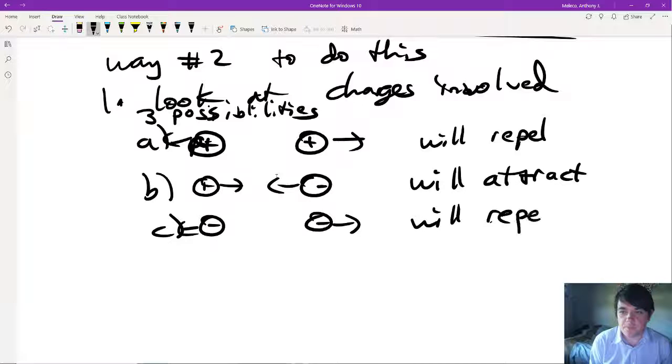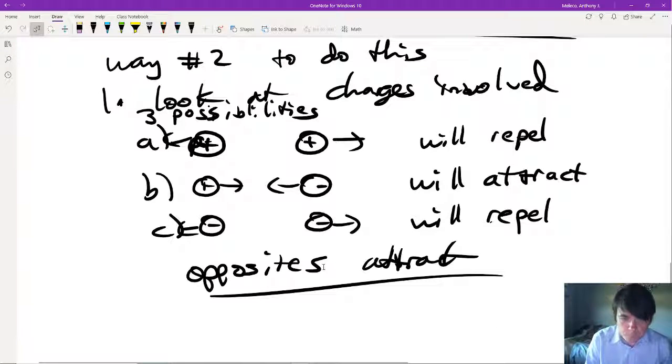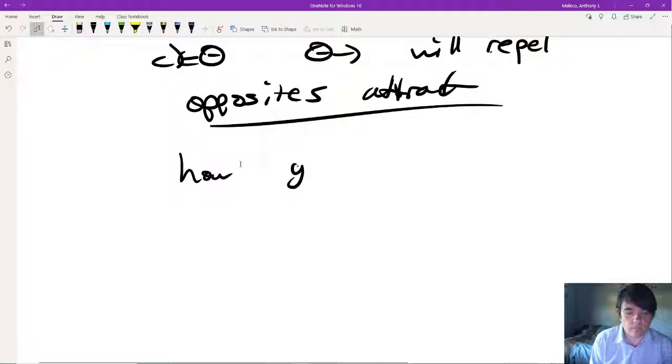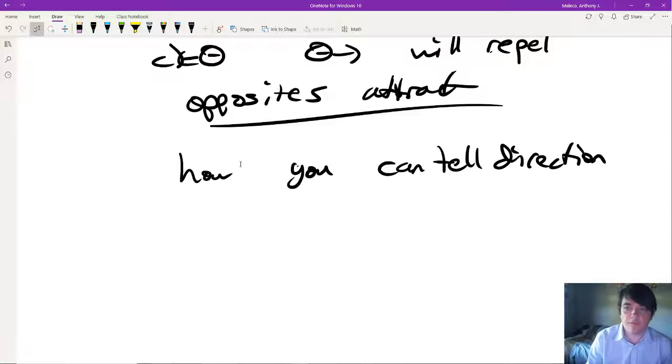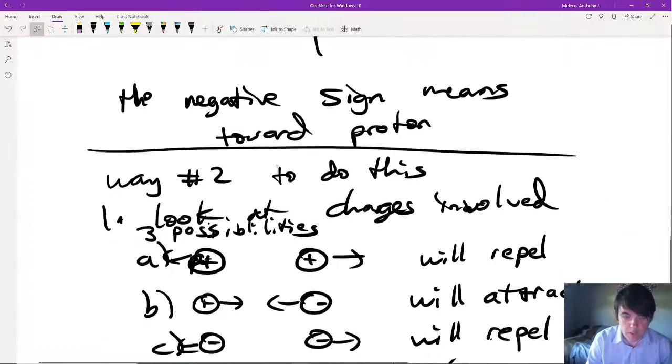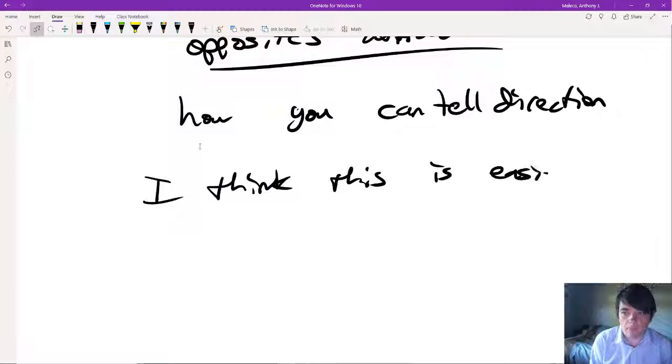Okay, so opposites, right? That's where opposites attract comes from, or at least, not really, but yeah, opposites do attract. So this right here is how you can tell direction. And you'll be seeing me use this in future problems over way number 1. Okay, way number 2 is the way that I use. I think this is easier.